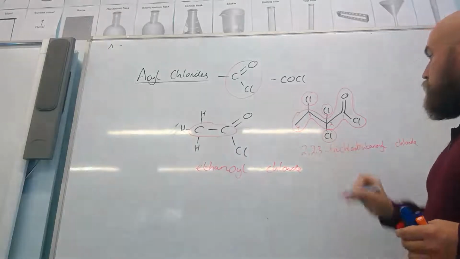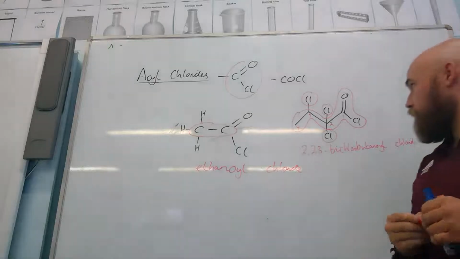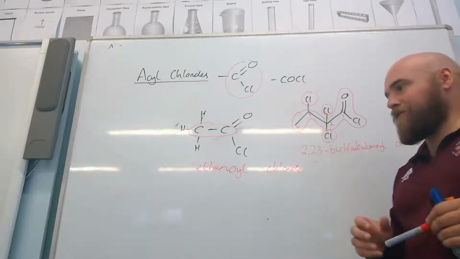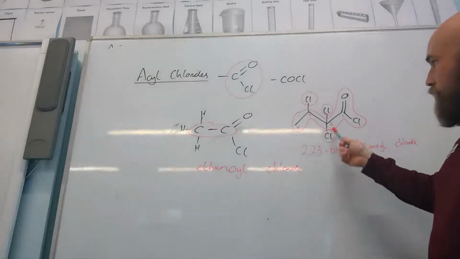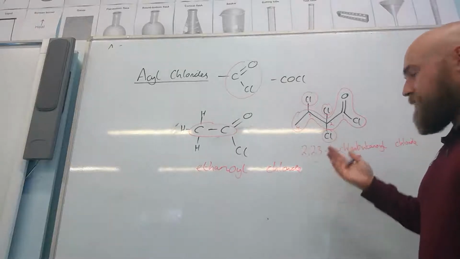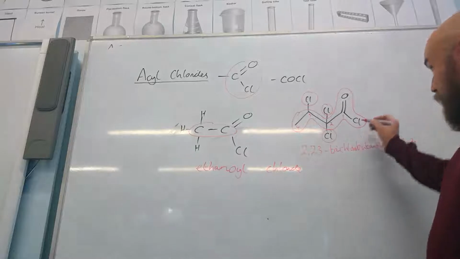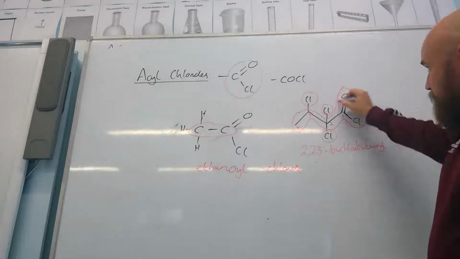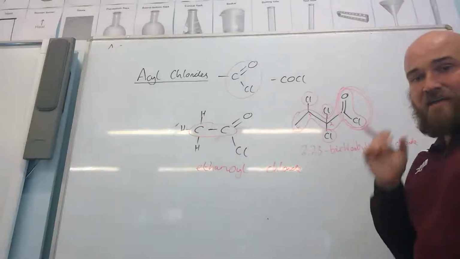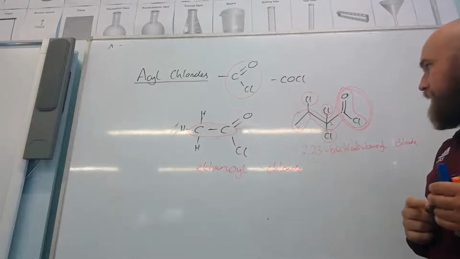2,2,3-trichlorobutanoyl chloride. Why is this a nasty one for students? Because they see 4 chlorines and automatically think it's tetrachloro something, like a tetrachloroketone or a tetrachloroaldehyde. They forget that the chlorine is part of the functional group. So that is all one group. Just be careful, because the examiners like to throw a couple of acyl chlorides at you every now and then.